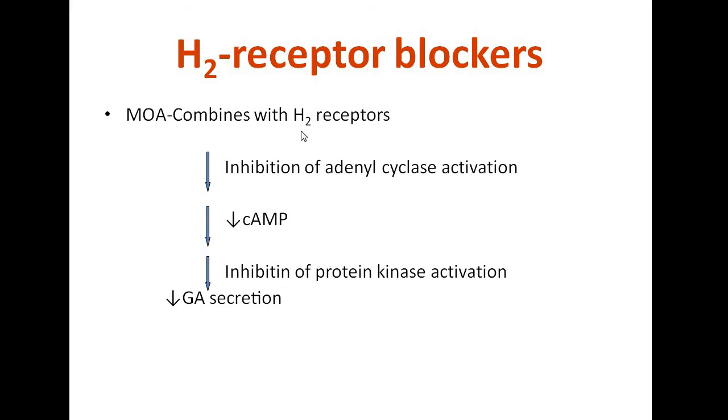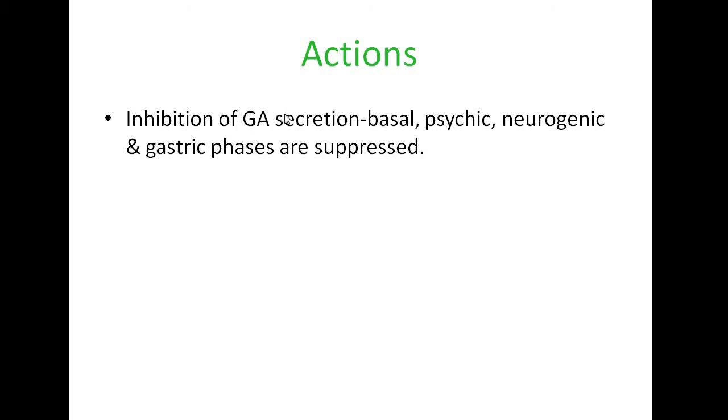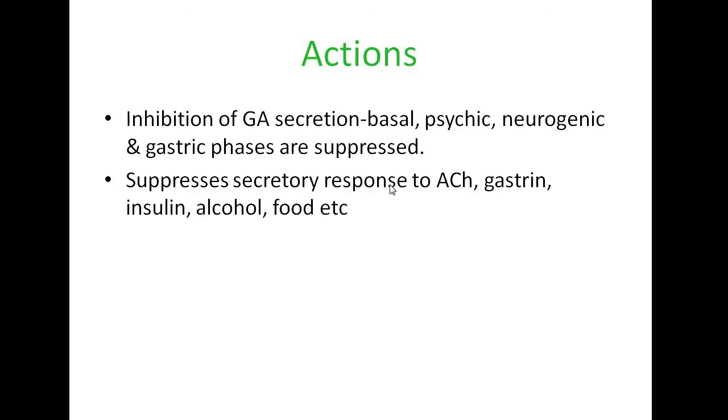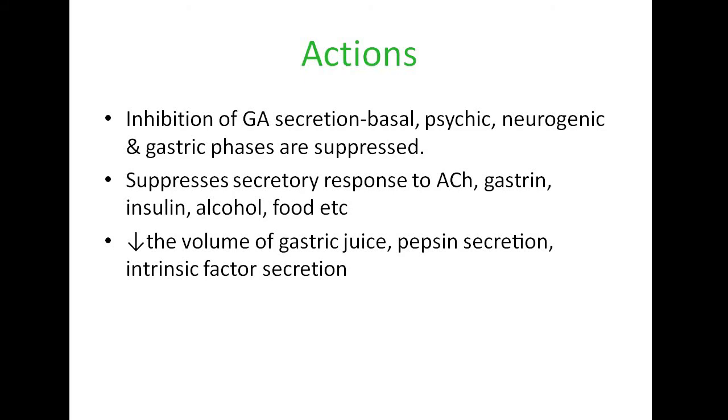H2 blockers reduce acid secretion by about 80% because the acetylcholine and the gastrin stimulated acid production will continue. So there is inhibition of gastric acid secretion, all the phases, basal, cephalic, neurogenic and gastric phases are suppressed. Secretory response to acetylcholine, gastrin, insulin, alcohol, food, etc., which are mediated through the histamine receptor, are also suppressed by H2 blockers. So there is a decrease in the volume of gastric juice, pepsin and intrinsic factor secretion.